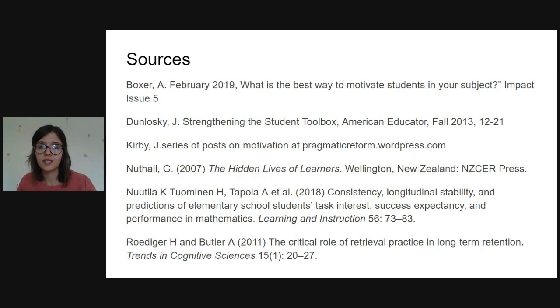Then you've got Nuttall's seminal text on the hidden lives of learners. This is really quite good, not just for thinking about motivation, but other things too. And then you've got two of the more scientific studies looking at student motivation and success. So they're all there and hopefully will provide a starting point.